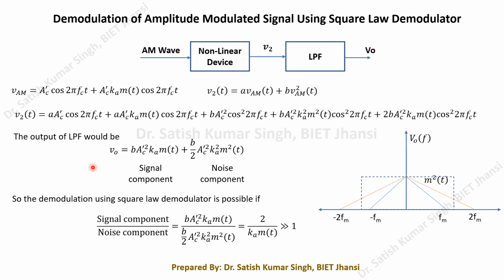In the last lecture, we saw one of the topics related to how to generate the AM signal using a square law modulator. We have already seen how to generate it, and we also saw how it can be demodulated using the square law demodulator.